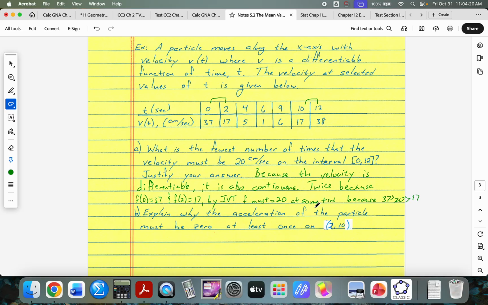And I didn't leave enough room for me to write in the other one. But the other one is the same idea on the interval from 10 to 12. Okay? I'm just going to put same for the interval from 10 to 12. So that's the intermediate value theorem.